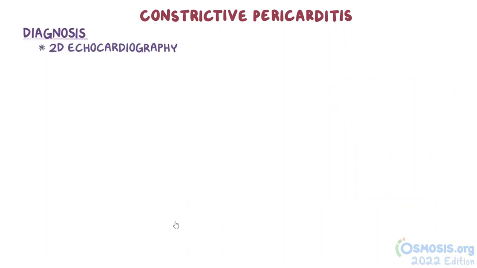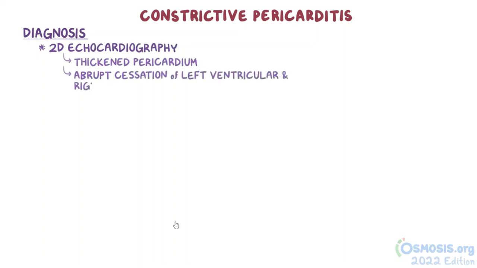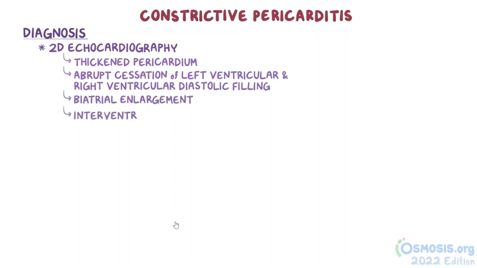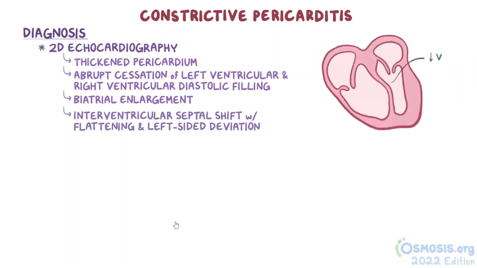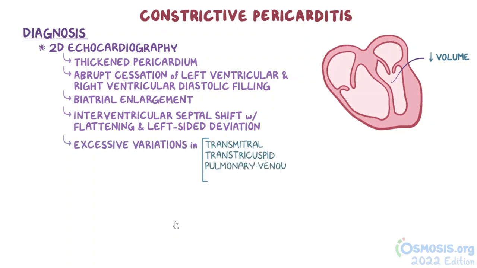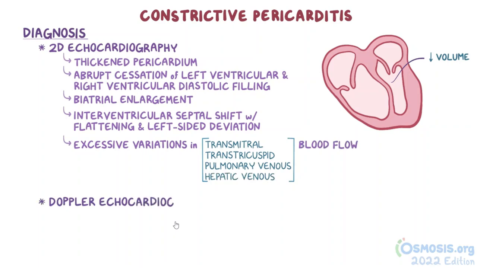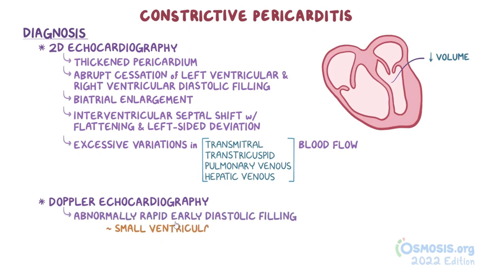Two-dimensional echocardiography may also show a thickened pericardium, abrupt cessation of left ventricular and right ventricular diastolic filling, biatrial enlargement, and an interventricular septal shift with flattening, and left-sided deviation of the interventricular septum. That, in turn, causes a decreased volume in the left ventricle. Also, there's excessive variations in transmitral, transtricuspid, pulmonary venous, and hepatic venous blood flow due to respirations. Doppler echocardiography shows an abnormally rapid early diastolic filling associated with a small ventricular volume.